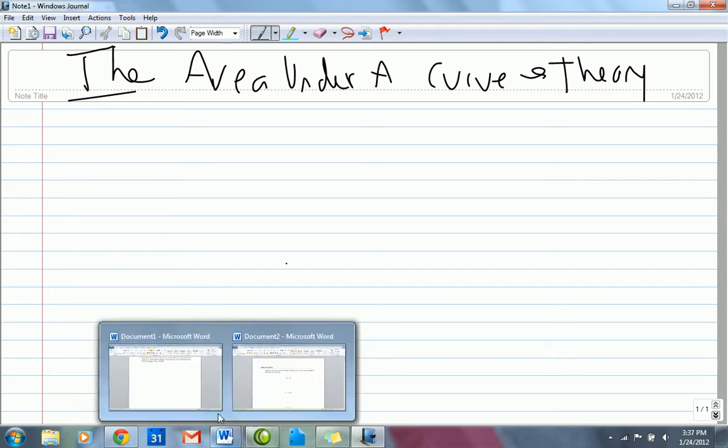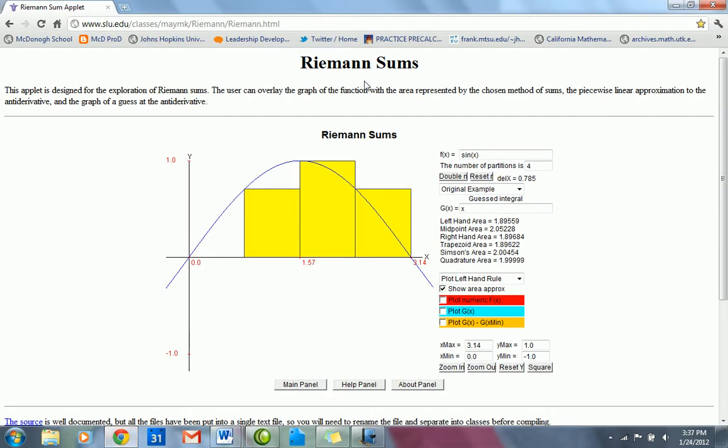So here's a nice applet that I found and I sent to you, and it's brought to you by St. Louis University. Thanks guys over at St. Louis University. This allows you to put in any function and to get a nice visualization, the number of partitions or rectangles, or not even rectangles, could be trapezoids or in fact parabolic arcs, whatever the case may be. A lot of different options here, a lot of different techniques we can use to approximate. But we're going to stick with rectangles.